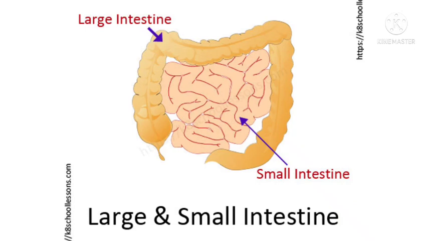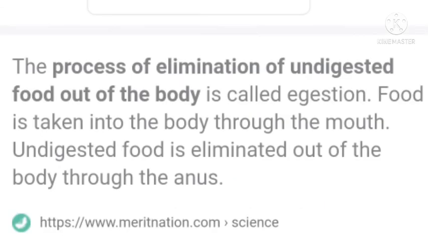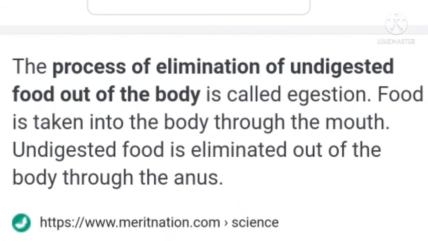Now here the ending of the digestion takes place. It is the final step, because we are going to start with egestion, which is the throwing out of waste from the body. So the process of elimination of undigested food by the body is called egestion. Food is taken into the body through the mouth, and the undigested part of the food gets released through the part known as the anus.